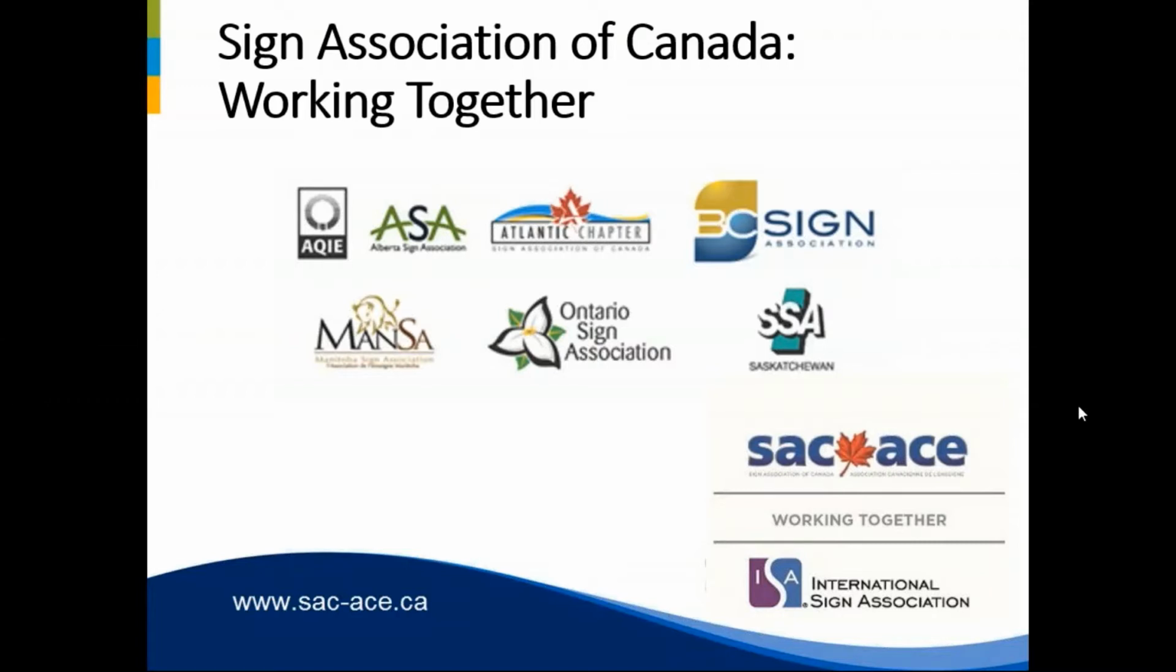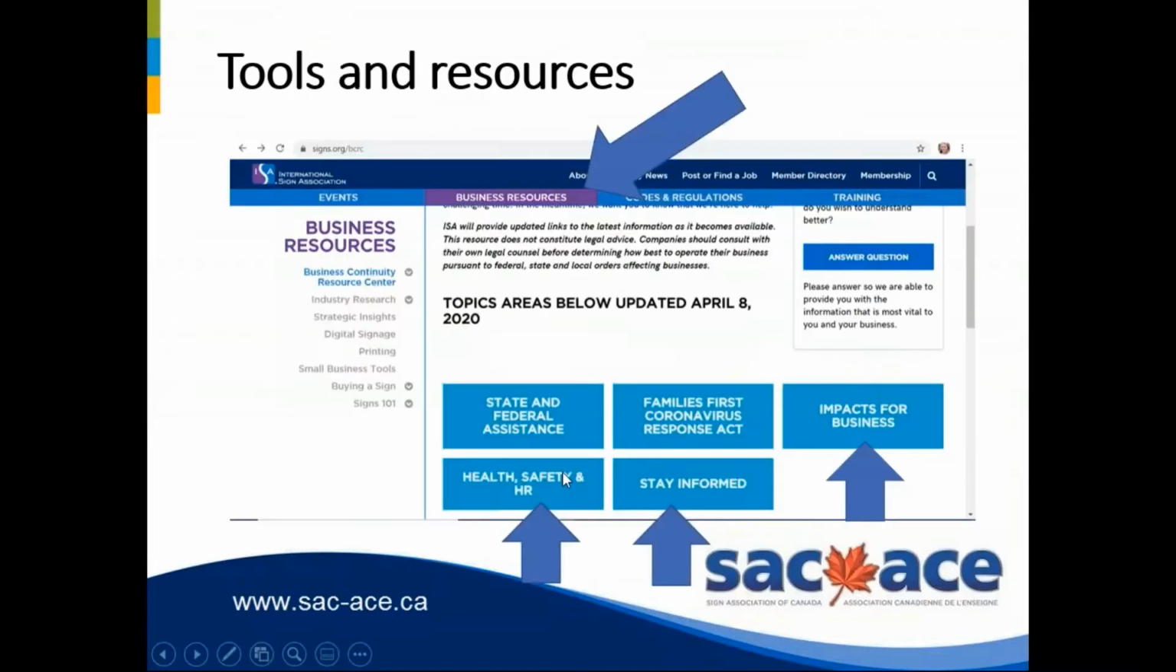So as a member, you are part of a multidimensional association. You are a member of your local chapter and region, the Sign Association of Canada, and if you're a Class 1 member, so you're a sign manufacturer, you're also part of the International Sign Association. As we find ourselves in these extraordinary times with no real blueprints to follow, both for businesses and for employees, the Sign Association has been working hard to provide useful information to our members. So here are a few tools and resources I wanted to bring to your attention.